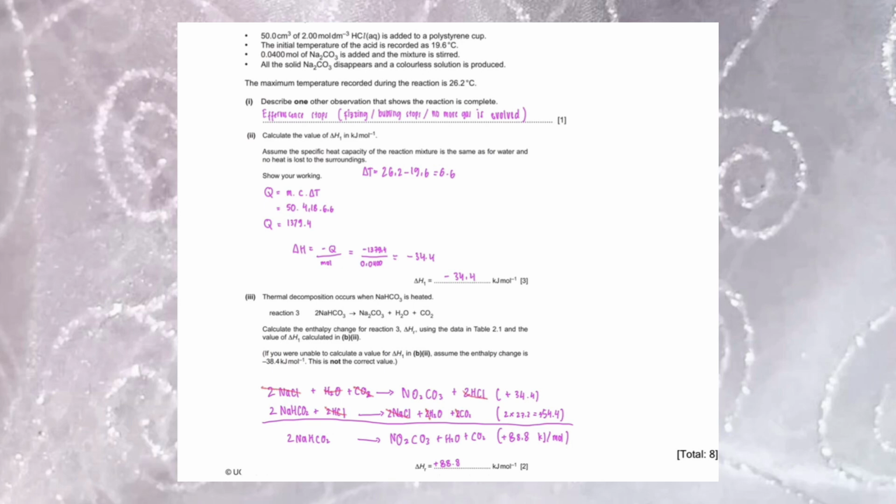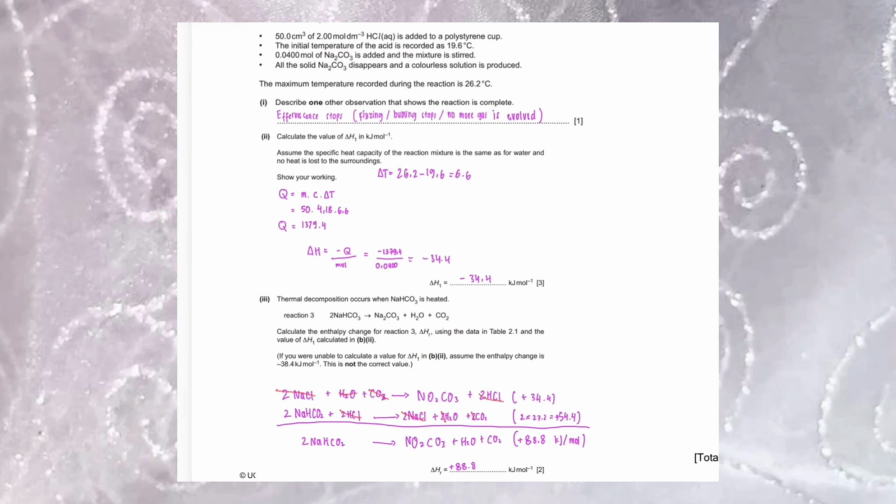B1. Describe one other observation that shows the reaction is complete. Effervescence stops. The answer is effervescence stops, or we can say the fizzing or bubbling stops, or no more gas is evolved. B2. Calculate the value of enthalpy change 1 in kilojoules per mole. Assume that the specific heat capacity of the reaction mixture is the same as water and no heat is lost to the surroundings. Show your working. First, we are looking for the temperature change.